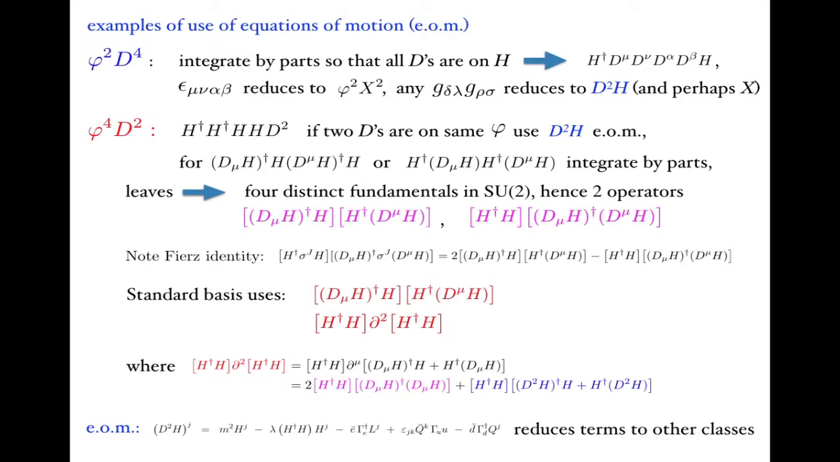And then you have terms with two d's acting on the h, which again can be reduced using the equation of motion to other classes. Okay, so the final answer for this phi 4 d squared class is that there's just two operators.